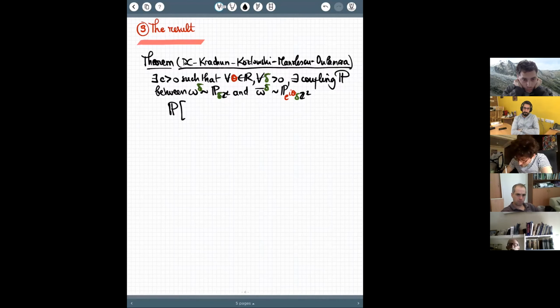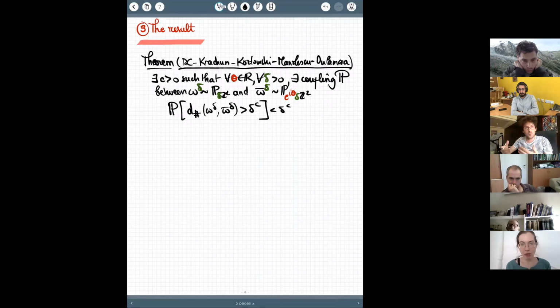So you can couple Bernoulli percolation on delta Z2 and Bernoulli percolation on the rotated version of this lattice, such that the probability that the distance between omega delta and omega bar delta is larger than delta to the C is smaller than delta to the C. I know I didn't tell you what the distance is, I'm going to tell you in a second. So with probability very close to 1, the distance between the percolation and the rotated version of it in the coupling is small. Okay?